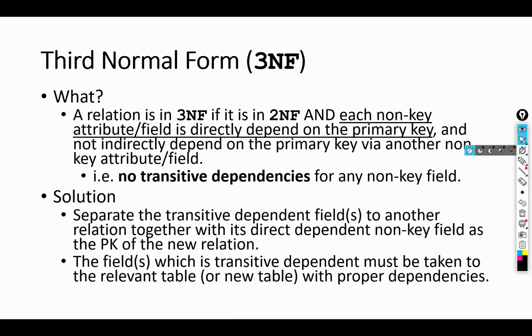Right. So now we move on to third normal form. Again, what is meant by third normal form? If violated, what is the solution? In short terms, we say no transitive dependencies. For second normal form, what is the short name? No partial dependencies. Here, no transitive dependencies.